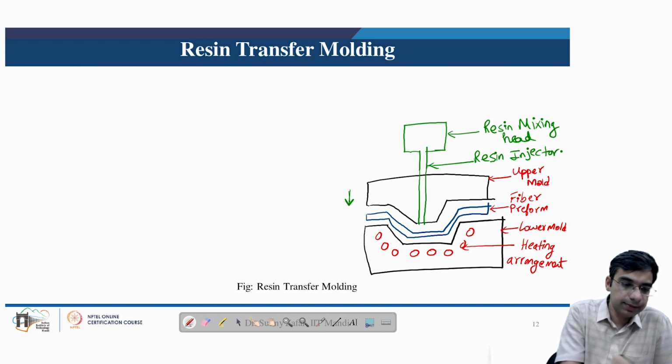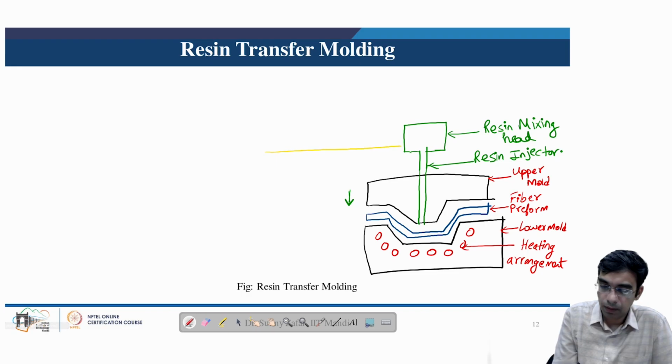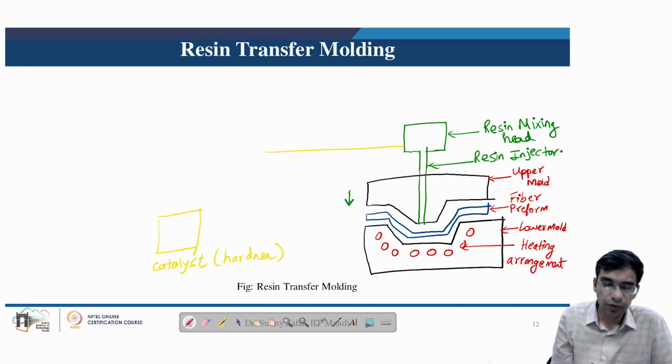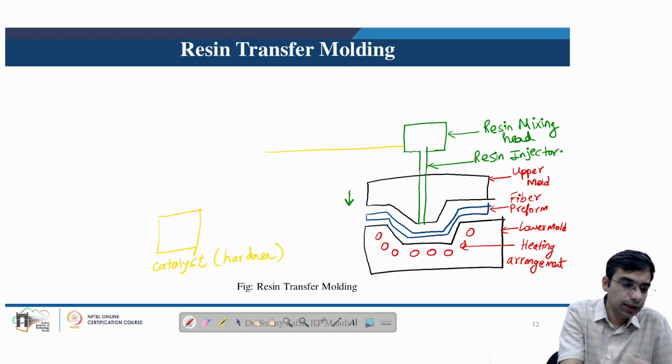One supply line is basically for the catalyst or the hardener. So this is the catalyst, or sometimes it is also known as the hardener. For epoxy based resin, commonly the amine based hardeners are used, and separately we can have the resin here.